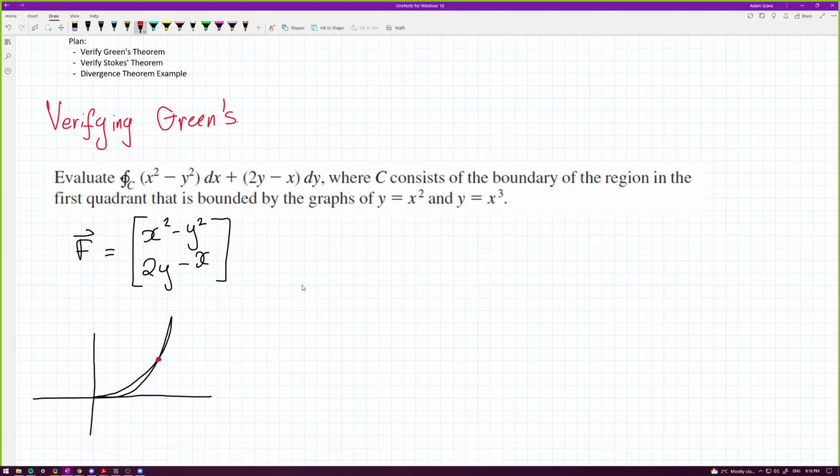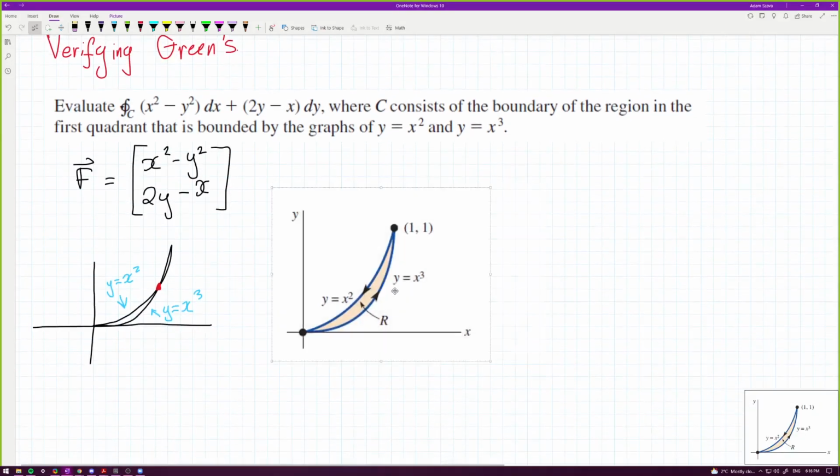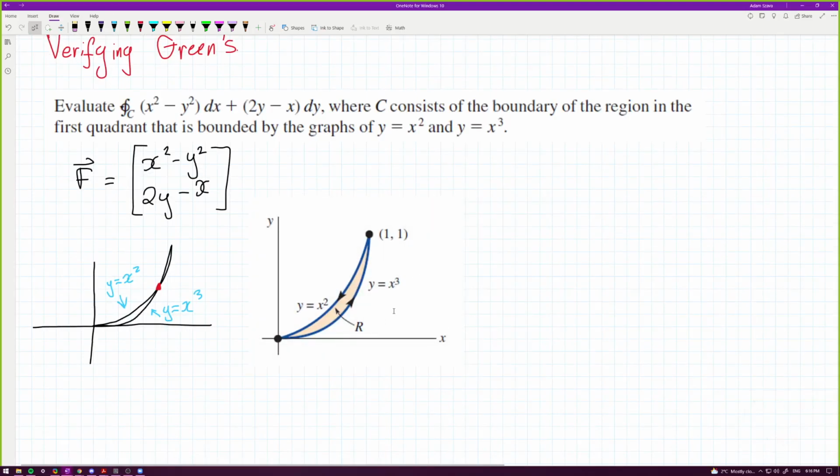So there's our point of intersection. That's y equals x squared. That's y equals x cubed. And if I were to zoom this in, or maybe make a better picture, I'll just use the textbook's help here just to make a better picture. It would look something like this. That's the region that's created here.